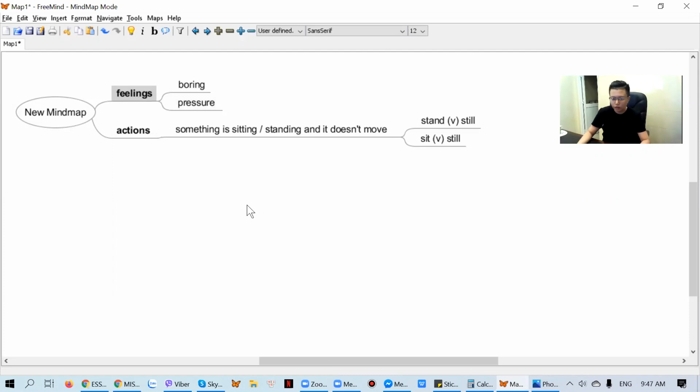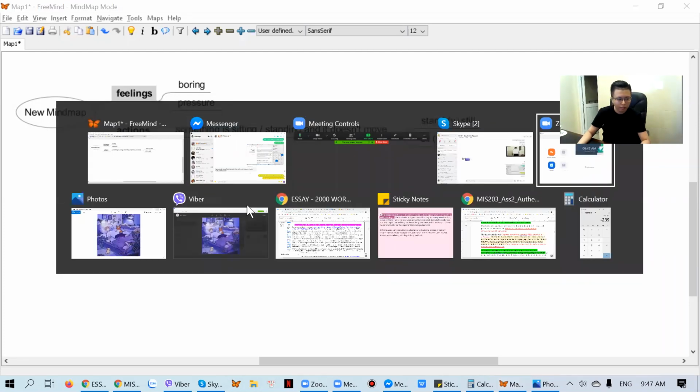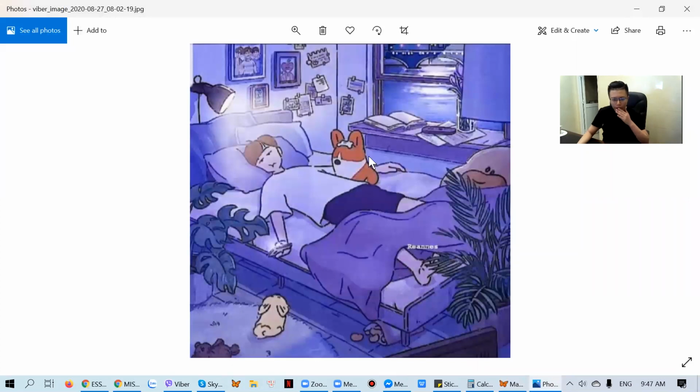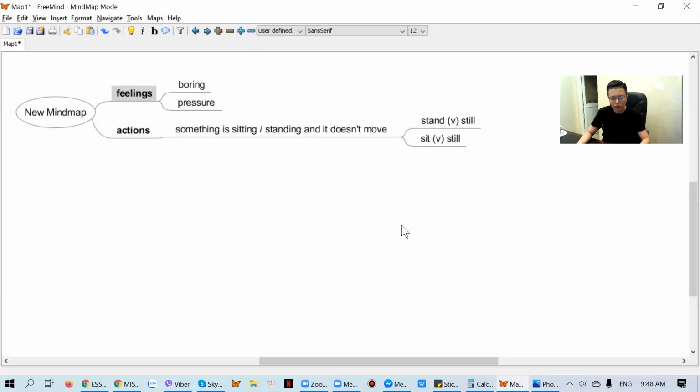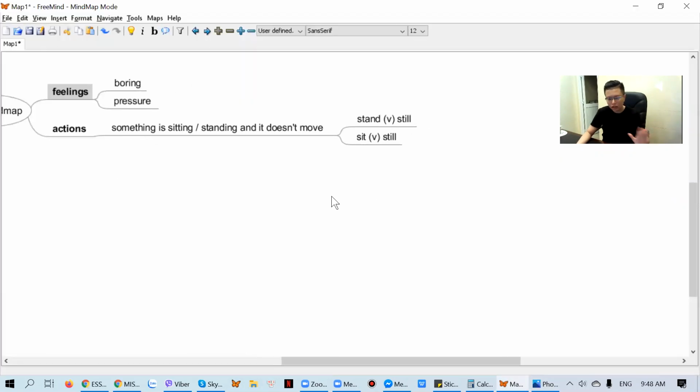So the very first thing here is the picture. Here, you are saying to me that the boy is lying on his bed, and that the dog is sitting on the bed, and the cat is sitting on the floor. So when you see the dog or the cat just stand, you can say a standstill.